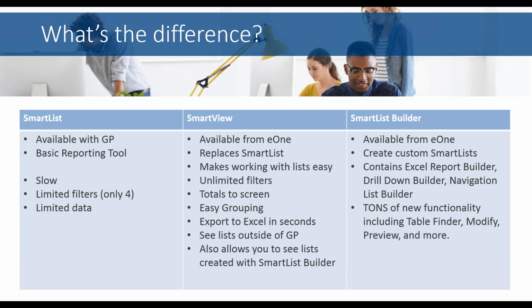Now, moving toward the middle, and what I'll show you today is a product of ours called Smart View. Now, what Smart View does is it essentially replaces Smartlist. So it's giving you and your users an easier way to actually work with your Smartlists. It gives you an unlimited number of filters, so you don't have to stop at just 4 filters. You can keep going and going and going. You can actually see your totals to screen, so you don't have to export to Excel to see those totals. You can work with grouping and subgrouping your columns very, very easily. You can export to Excel in seconds. You can actually see your list outside of GP.